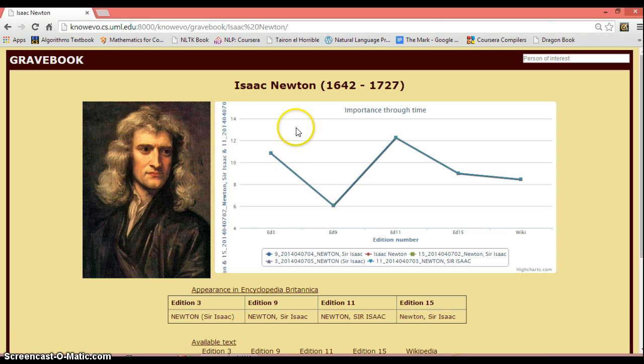The first feature we see on this page is the relative importance graph that tracks how Newton's reputation changed over time. In the pre-digital era, when encyclopedias were printed on paper, encyclopedia editors had a limited volume to allocate to each article, and the more important the subject was thought to be, the longer the article was. This graph uses the relative volume dedicated to the encyclopedia article about Isaac Newton, together with other statistical indicators, to measure the importance attributed to him by the encyclopedia editors.